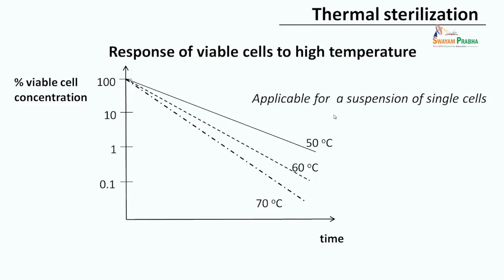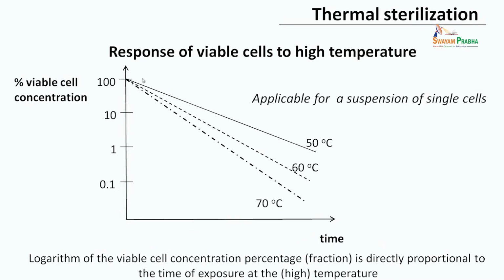This kind of behavior is applicable for a suspension of single cells, cells separately, not clumped together and so on. And what this graph tells us is that the logarithm of the viable cell concentration, this is on a log scale, so the logarithm of the viable cell concentration, percentage or a fraction, where fraction times 100 is percentage, is directly proportional to the time of exposure at the high temperature. So, this is the kind of behavior that we see when we expose single cell suspensions to high temperature.